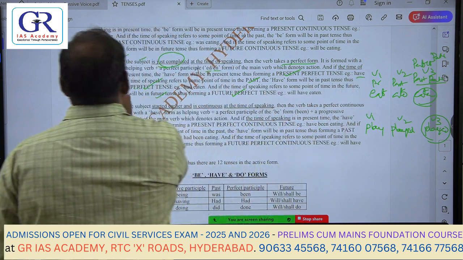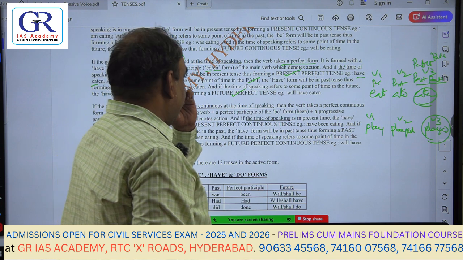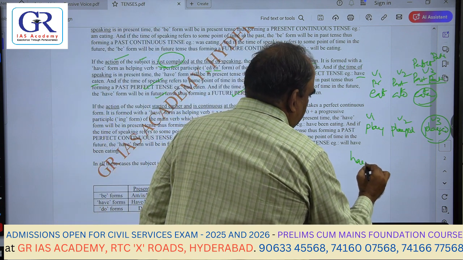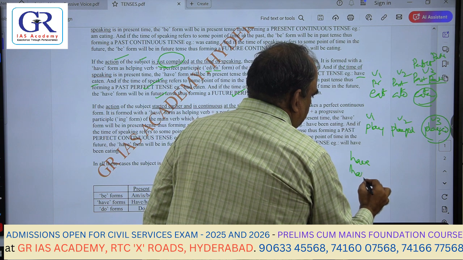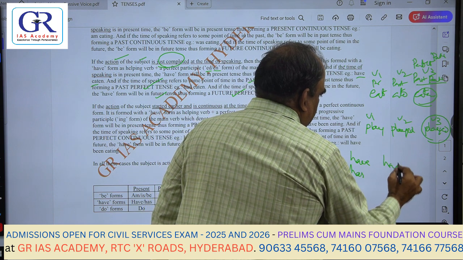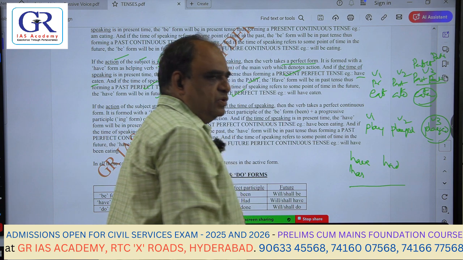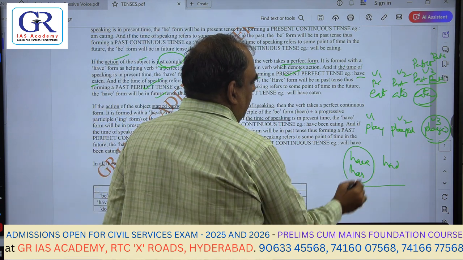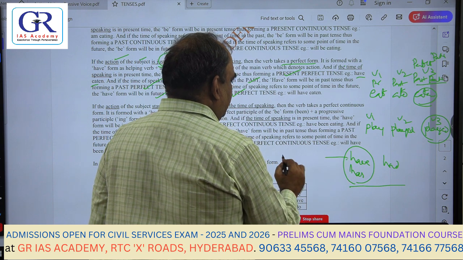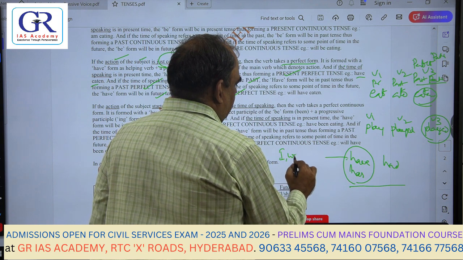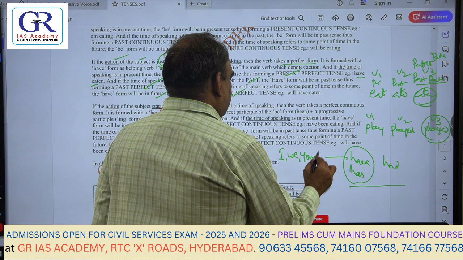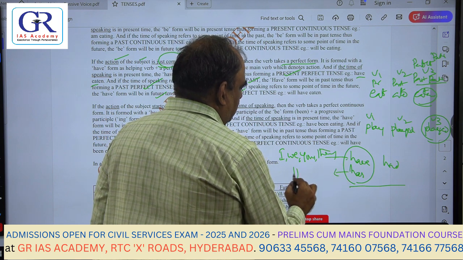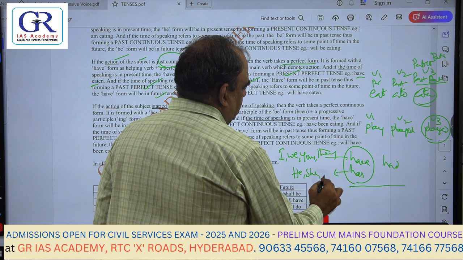So present perfect tense, what will we write? Have eaten. Have will come. I told you yesterday about the have forms. What are the have forms, Manasa? Have, has, had. These three are have forms. If it is in the present tense, we take have or has. Have is for I, we, you and they. Has is for he, she, it.